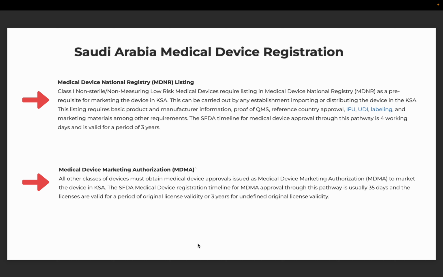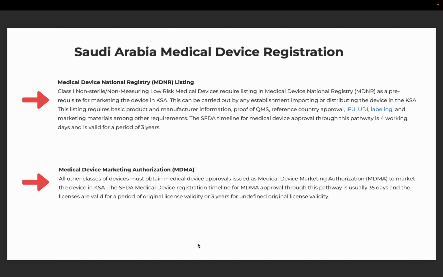So usually what happens, this is carried out by an establishment which imports or distributes the devices in the KSA. So the basic requirement to comply with the regulatory pathway as per class 1 is to get all the necessary information of the product, of the manufacturer, the proof of QMS, reference country approval, and IFU, UDI, labeling, and other relevant marketing material such as brochures or pamphlets and all.